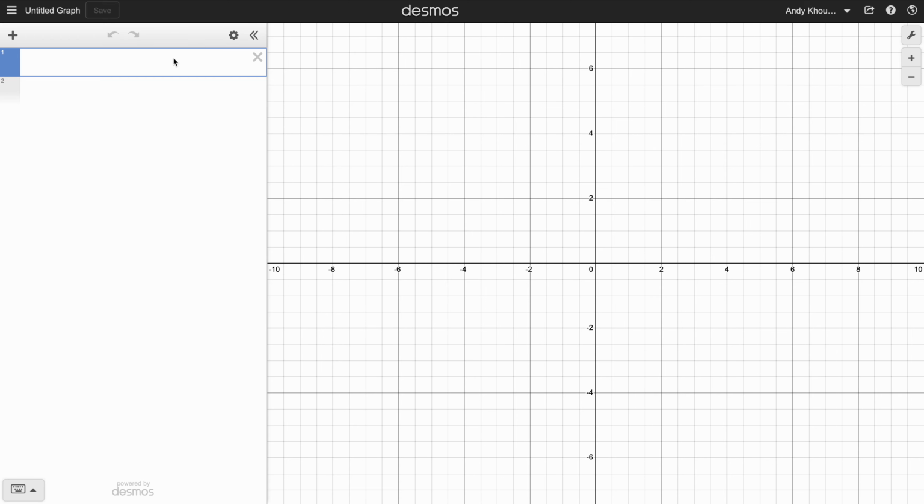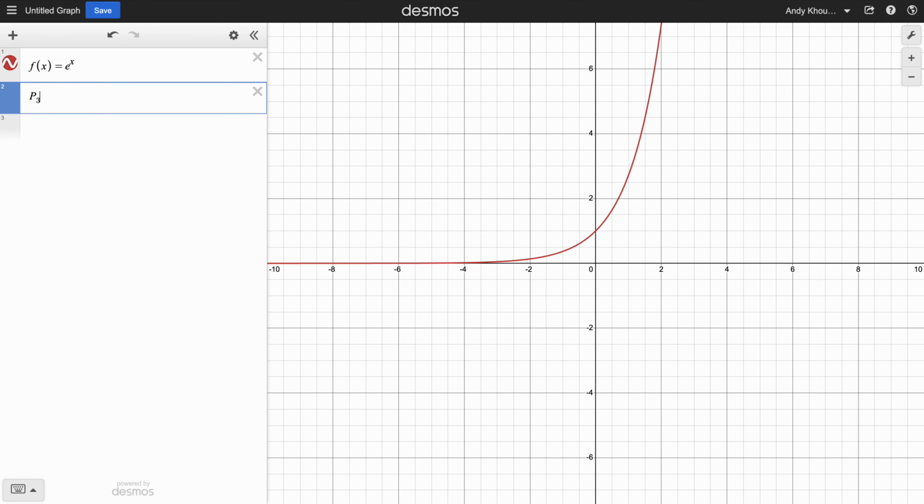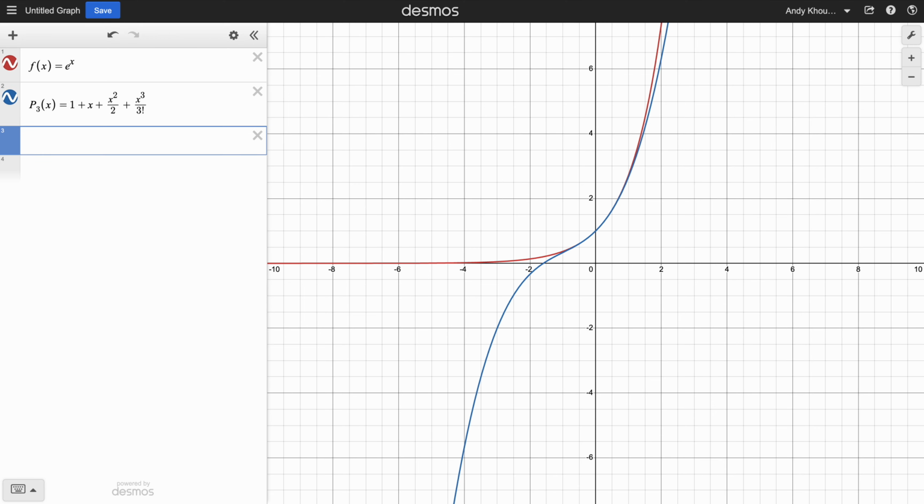This goes with Desmos, but what I'm going to do here is go ahead and graph e to the x and then make my Maclaurin polynomial of 1 plus x plus x squared over 2 plus x to the third over 3 factorial. So that's right there. And hypothetically, let's say that I want to estimate the error whenever I am approximating f of 1.